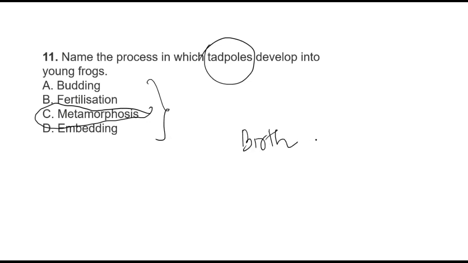Question 11. Name the process in which tadpoles develop into young frogs. Now, this is the portion which I just wanted to elaborate on. Now you will understand the question. Let me tell you the answer: it's metamorphosis. And what is metamorphosis? Metamorphosis is a process of changing physical form from birth to adult. The physical form will totally change, and that process is called metamorphosis.